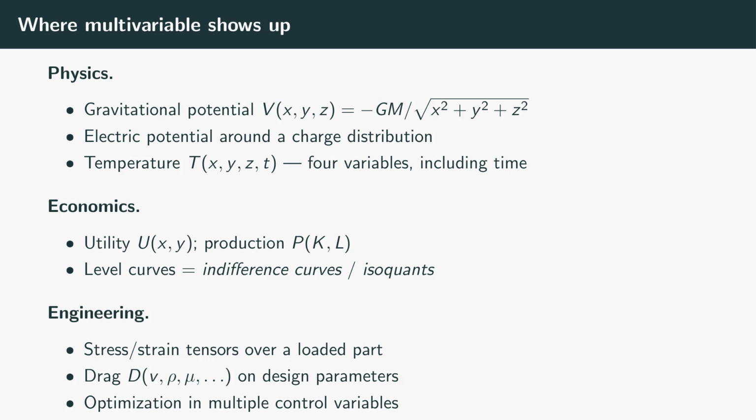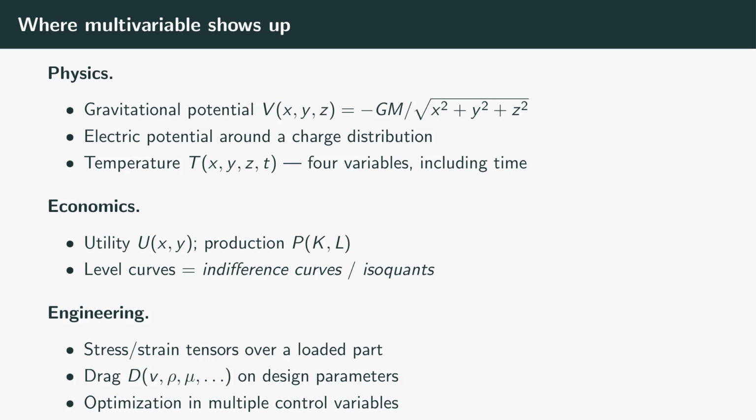The electric potential around a charge distribution is a function of all three spatial coordinates. If the problem depends on time too, like the temperature in a room that's heating up, you get a function of four variables, T of x, y, z, t: 3 spatial plus 1 temporal. The heat equation that governs that function is itself a statement about partial derivatives, which we'll meet in episode 4.